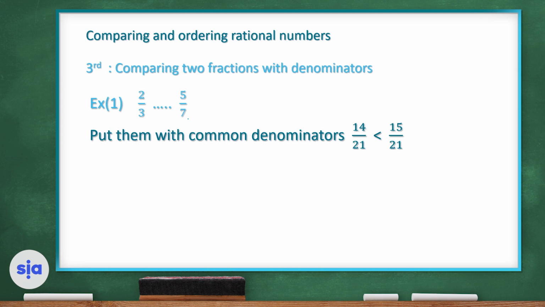How about trying our other way? In the other way, we multiply diagonally. 2 times 7. 2 times 7 is 14. We multiply diagonally. 5 times 3. 5 times 3 is 15. For sure, the 15 is bigger than the 14.